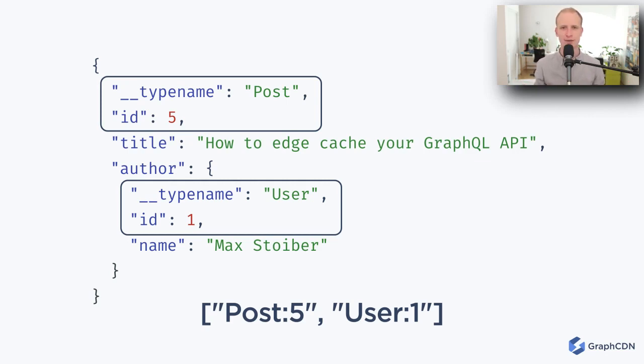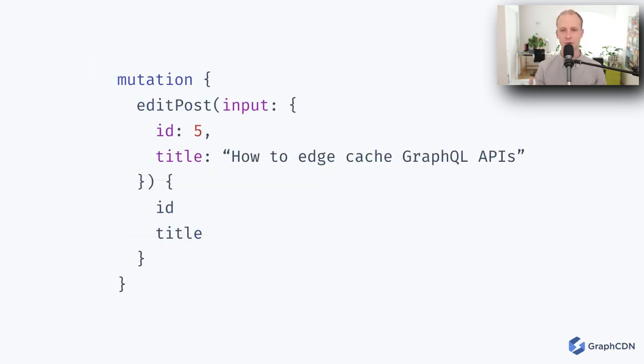Why are these tags relevant? Why do I care that this contains the post with the ID 5 and the user with the ID 1? Well, this is where the magic comes in. GraphQL also has something called mutations, which are essentially just actions. Anything that changes data needs to be a mutation. For example, if we had a mutation that was called editPost, which edits a post, in this case, we're editing the post with the ID 5 and changing its title. Any mutation also has to fetch whatever it changed. So in this case, we're getting back the post.